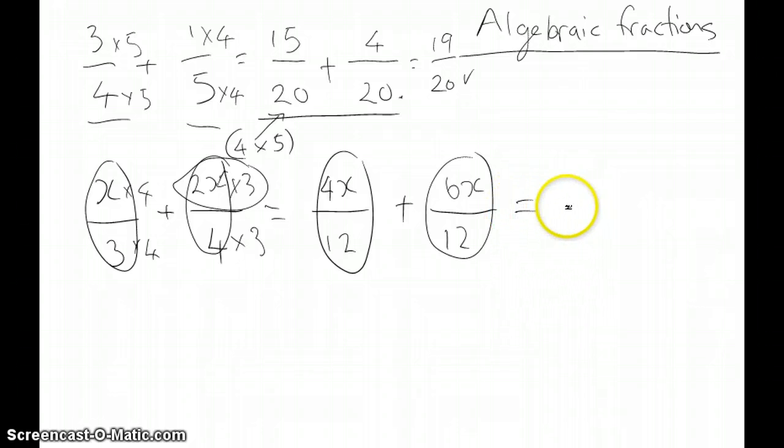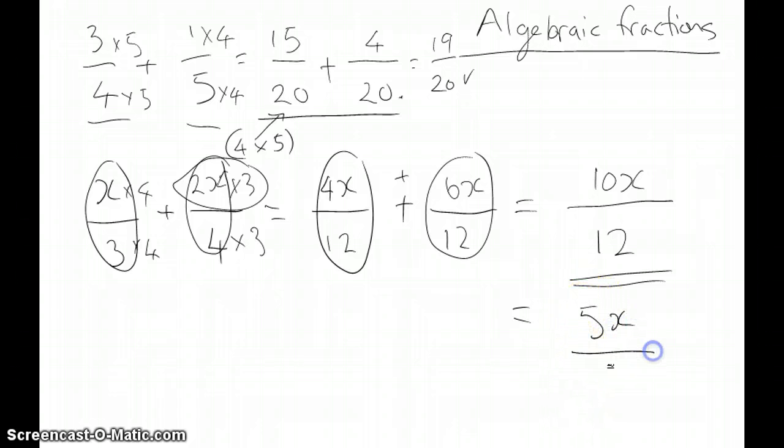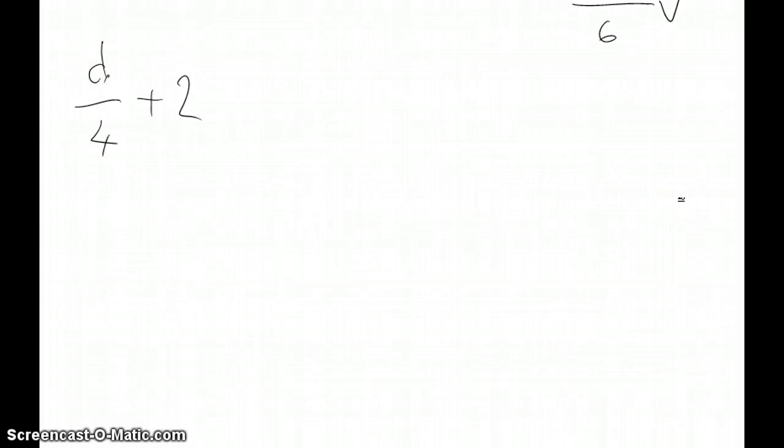Now that I have common denominators, I can simply add the numerators. 4x plus 6x is 10x. If you can simplify your answer, and in this case I can, then go ahead and do it. 5x over 6. And that would be my simplifying fractions problem number 1. Okay, question number 2.